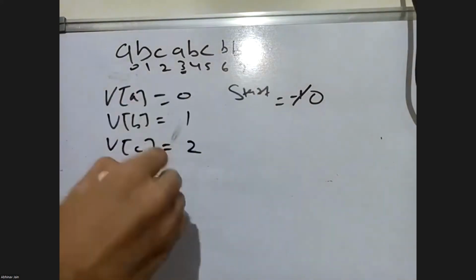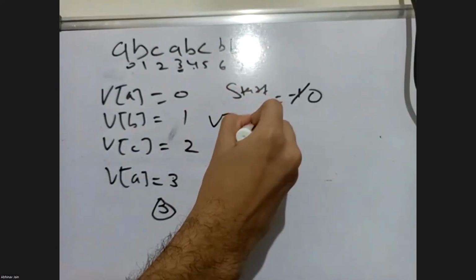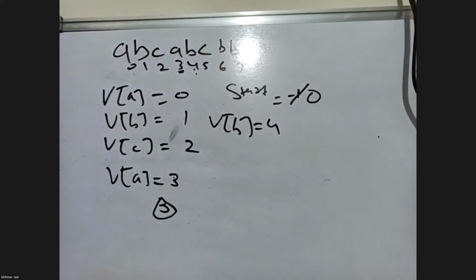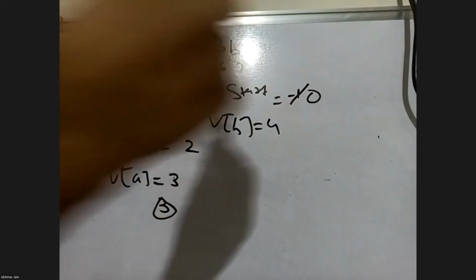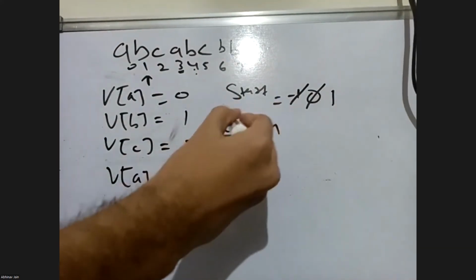Now v of a is 3, now v of b. v of b should become 4, because that's the index of b. But did we have a value for v of b before? Yes, we had. What was it? 1. So start will become 1 now. This is where our pointer will point now, and v of b will become 4.